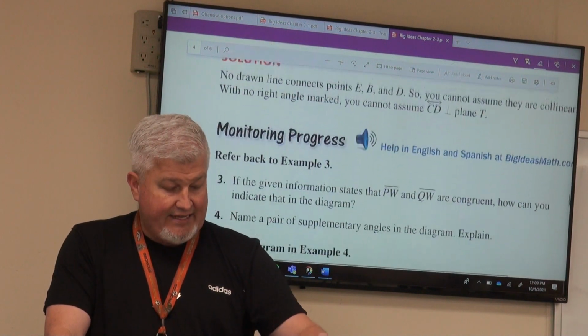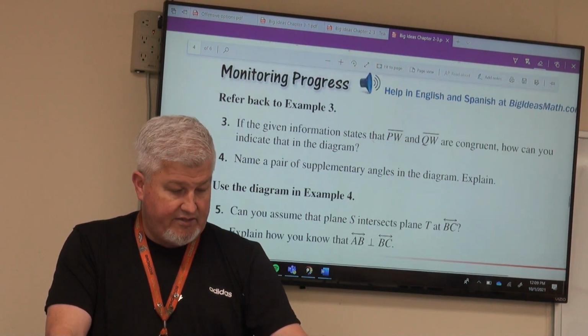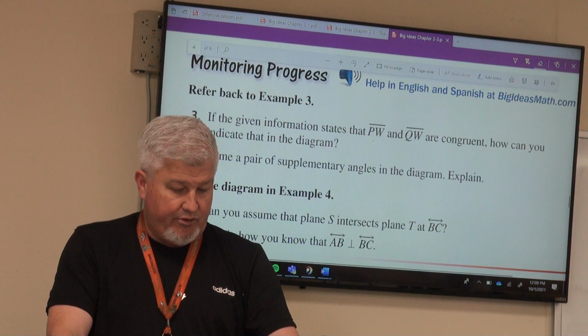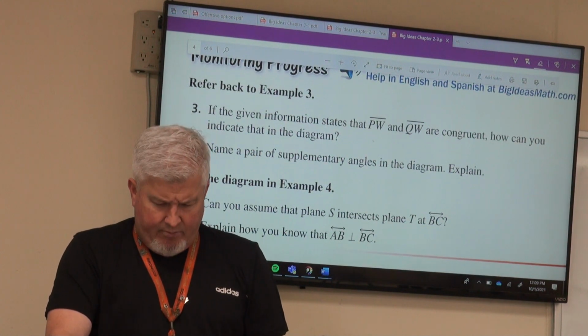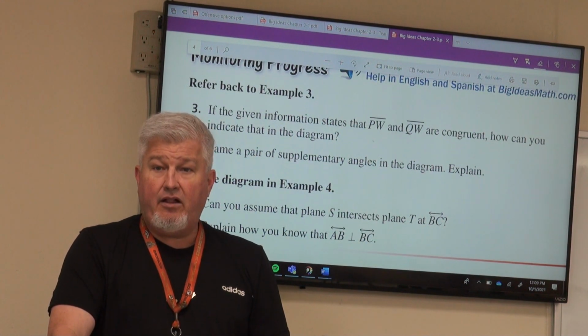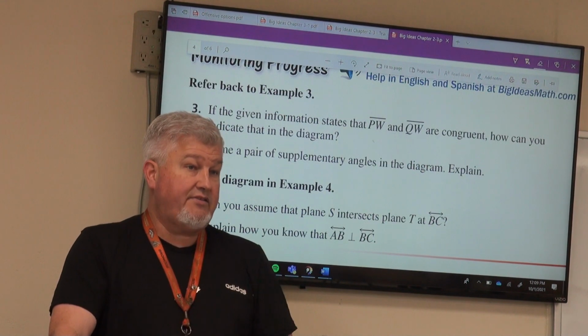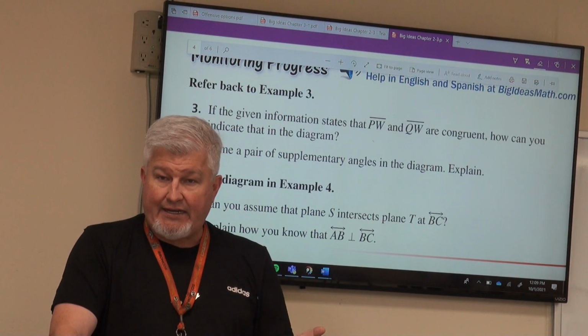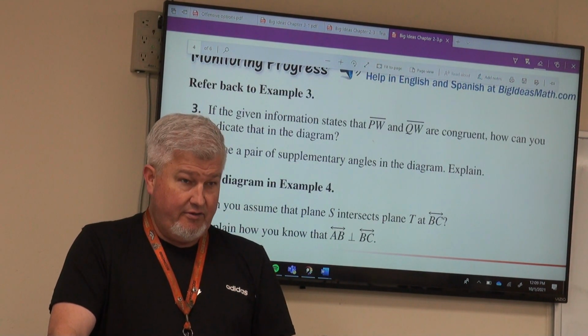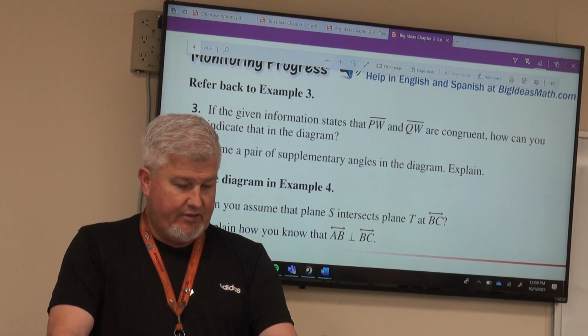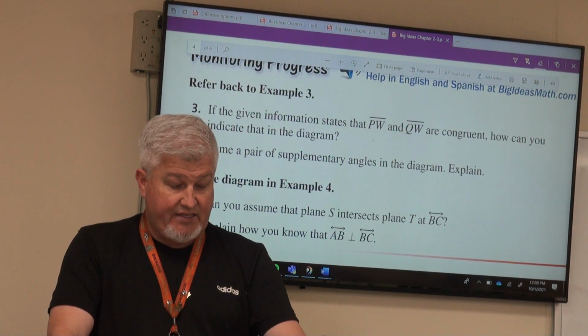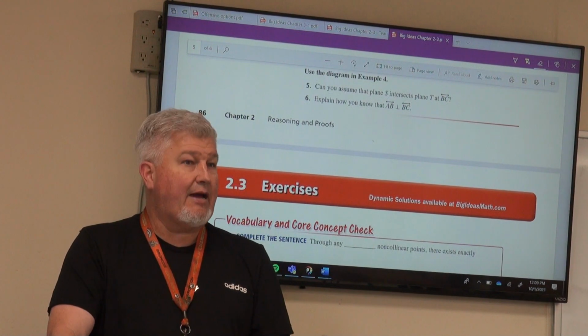All right, the last thing is the monitoring progress. Referring back to example 3. I'm running out of time because it's 12:09, about to hear the bell. Take a picture of this, then go back and work on it, and we'll discuss it together in class. Looking for 3, 4, 5, and 6, and that literally is the end of the chapter.